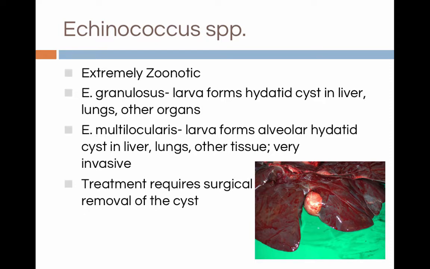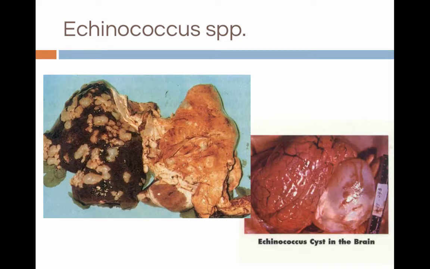Okay. The multilocularis, those cysts will form in the liver and the lungs. They're very fast growing and invasive. So they typically will kill the intermediate host quickly, whereas the granulosus will let them live a little longer. As far as the definitive host, they also get these cysts. And the only way we can treat that and get rid of the parasite is to actually remove the cyst.